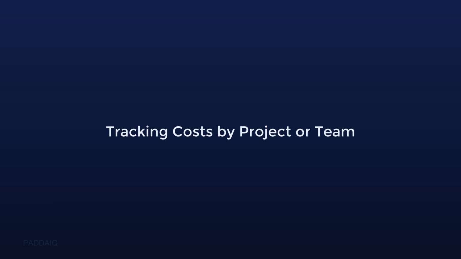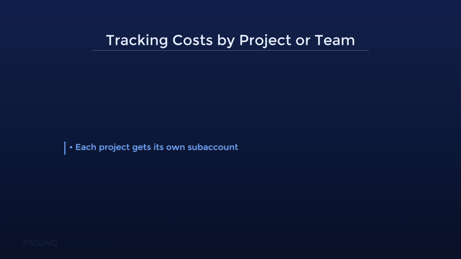Tracking costs by project or team. Each project gets its own sub-account. This means you create a separate, secure space in SAP BTP for each project, so all its costs and resources are isolated. For example, the HR team's payroll app runs in its own sub-account, separate from the finance team's reporting tool. This clear separation makes tracking and managing expenses straightforward.